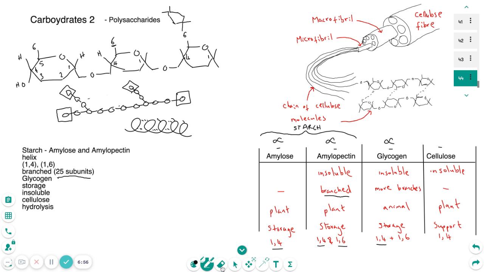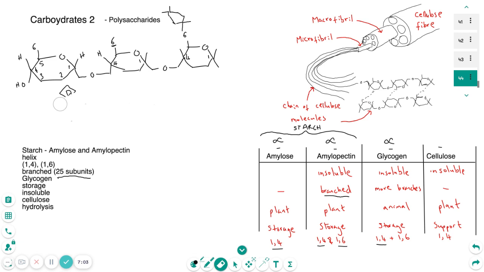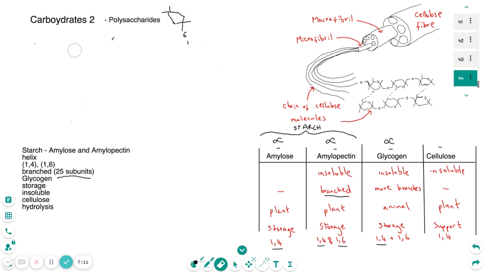Glycogen's the same as amylopectin. The only difference now is there's more branches, and that's important for animals because we're very energy hungry organisms. We require a lot more energy than a plant does. So after you've eaten food and you don't eat for a few hours, your blood sugar levels are going to drop down pretty quickly. So there needs to be a way for you to break down the glycogen in your liver to be able to maintain your energy demands.